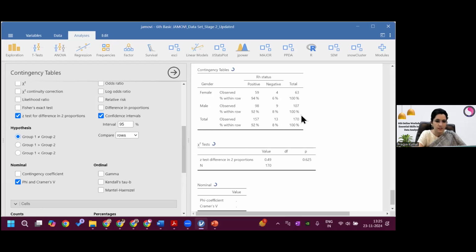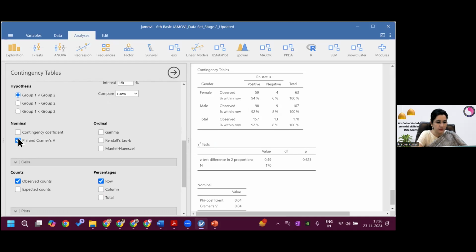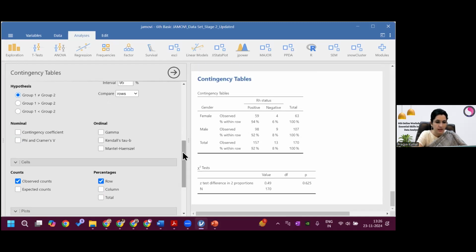So this Z test you can see. Now first describe the proportion. If you see the females, the percentage of negative is 6%, whereas in male it is 8%. Although there is a difference of 2%, that 2% is not significant. And if it is not significant, I won't go with phi and Cramer's V, because this is only important when the p-value is significant. So this is how we go.